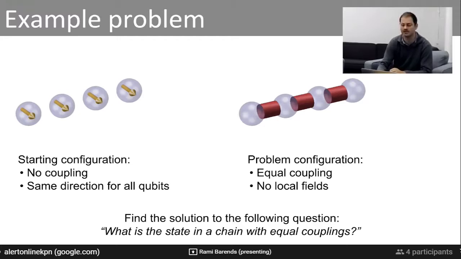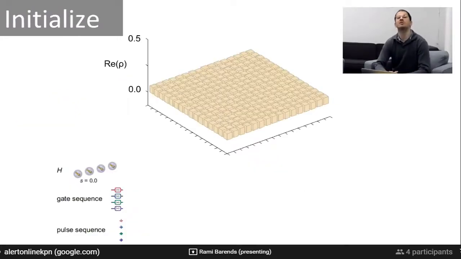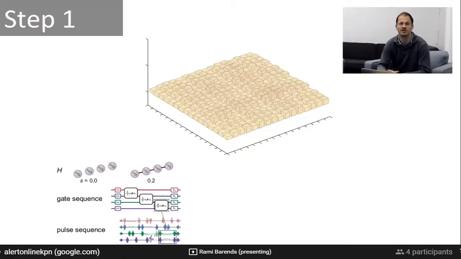All right, let's run this. Let's initialize the system. All the spins are at the equator, aligned with their local fields. Let's start running the sequence. We'll slowly ramp down the local fields and slowly ramp up the coupling strength. We do that by taking that interaction and chopping it up into single-qubit and 2-qubit gates. So we really construct the interaction and run that. It's a digital simulation, as it were.